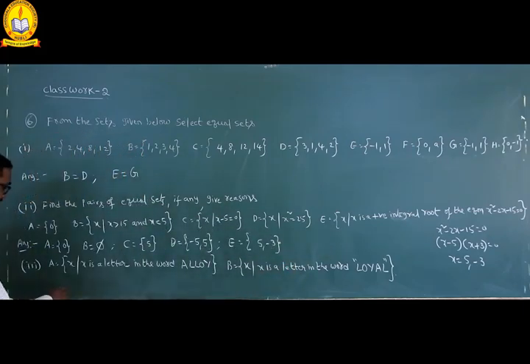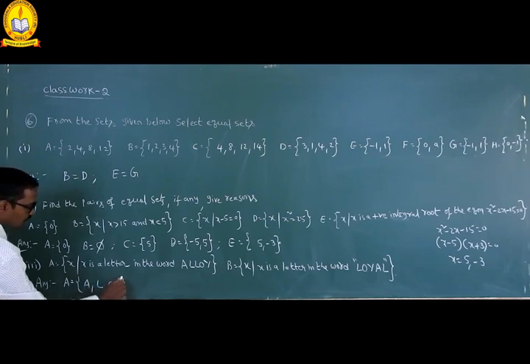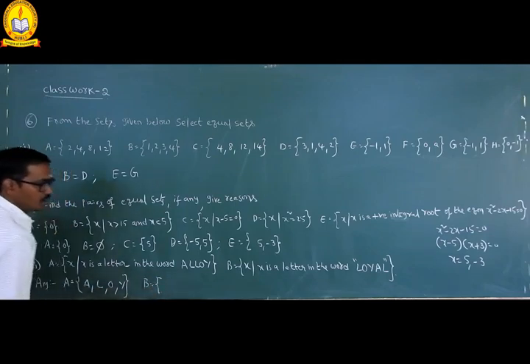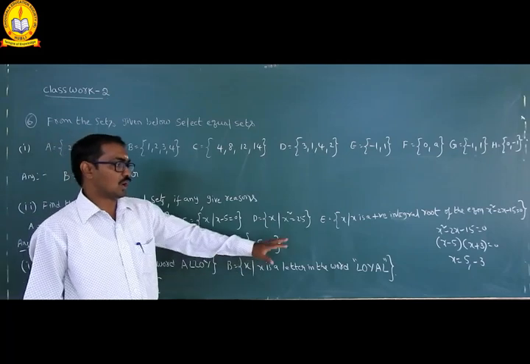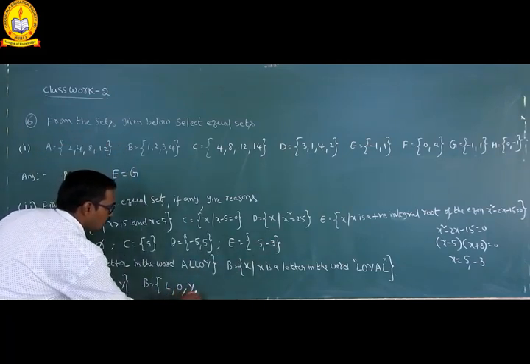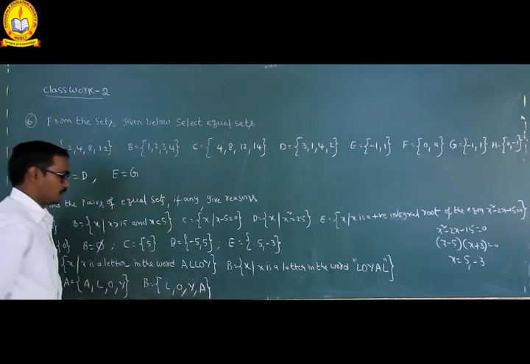So first of all, we write the letters. Set capital A is equal to, what are the different letters? A, L, O, Y. Four different letters are there. Set B is equal to {x : x is a letter in the word loyal}. What are the different letters? L, O, Y, A.